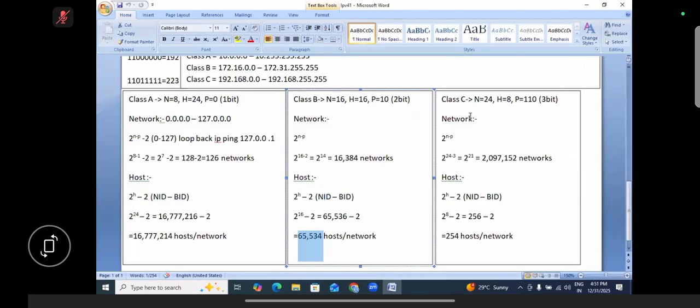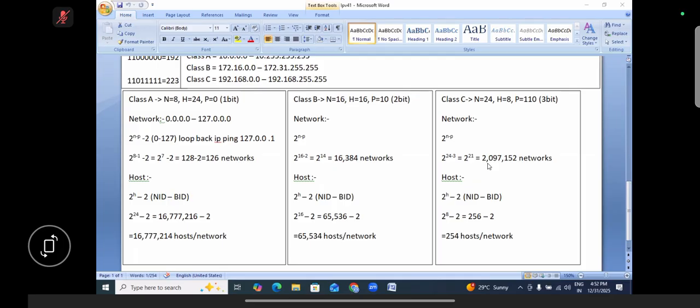In the same way, class C. How many network bits? 3 bytes, right? 3 times 8 is 24. How many host bits? 1 byte, 8 bits. Then the priority bits are 110, 3 bits. Same formula, 2 to the power of n minus p. So we are substituting those values. 2 to the power of 24 minus 3 is equal to 2 to the power of 21. How many? 20 lakh networks we can deploy with the help of class C, right? Okay, 20 lakh, 2 million.